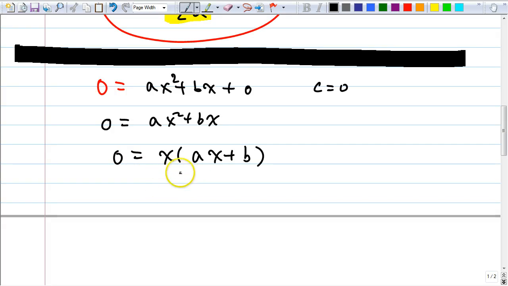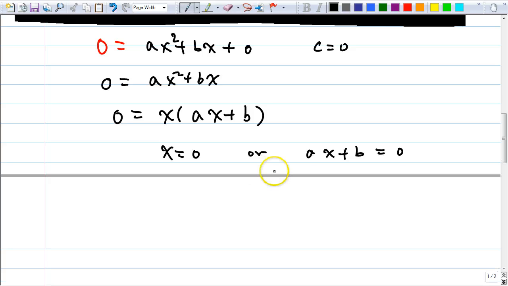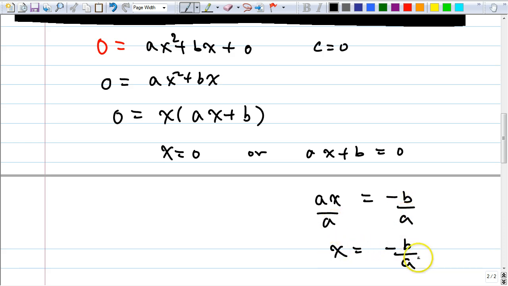Well, this will be true when x equals, first of all, 0. Remember the zero product property: if x is 0, the whole thing is 0. Or if ax plus b is equal to 0. So we have found two roots. First of all, we found x equals 0. And when would the other be true? Let's solve for x. Let's subtract b from both sides: ax equals negative b. Divide both sides by a, so you get x equals negative b over a.